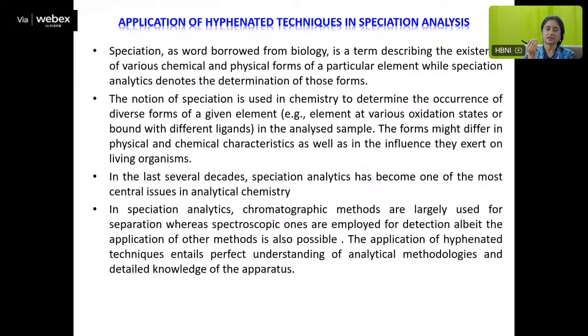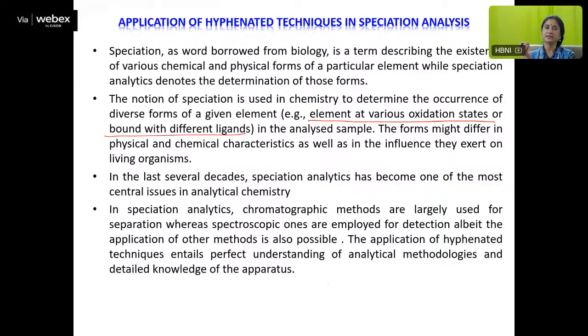In one of my classes I was talking about inorganic species, say arsenic 3 and arsenic 5. That means arsenic 3 plus and arsenic 5 plus. So in your sample, whether 3 plus is present or 5 plus is present, means the element at various oxidation states or bound with different ligands. With which ligands? Say in case of mercury, whether it is methyl mercury present in a fish sample or what form it is present in. Sometimes it is very necessary to know the species rather than the total concentration in solution.